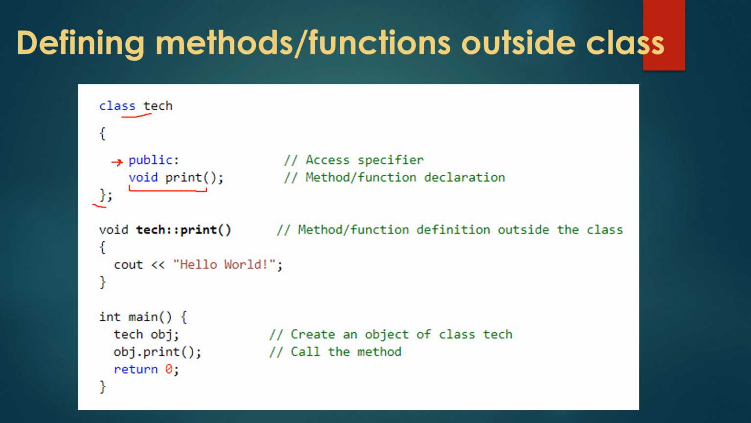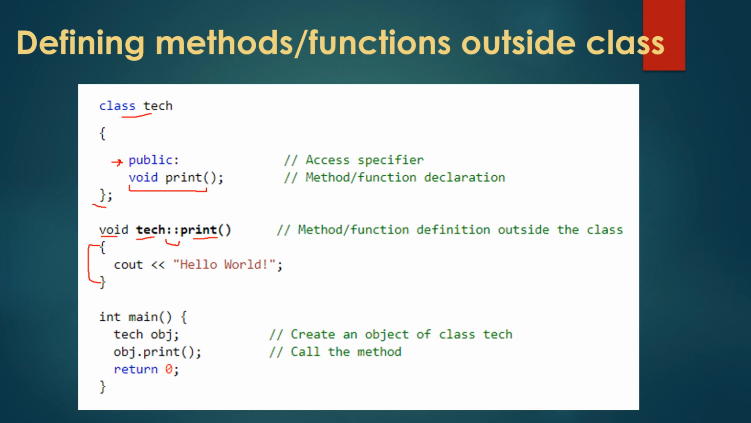Now to define it outside, we will be using the scope resolution operator. For that, first we will be taking the data type of your function, which is void here. Then your name of class. Tech is the name of your class in which your print function has been declared, followed by your scope resolution operator, and then the name of your function, that is print function, followed by the body of your function.